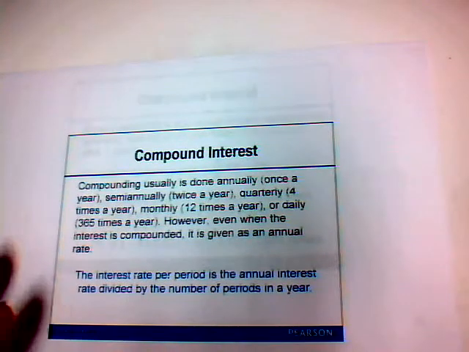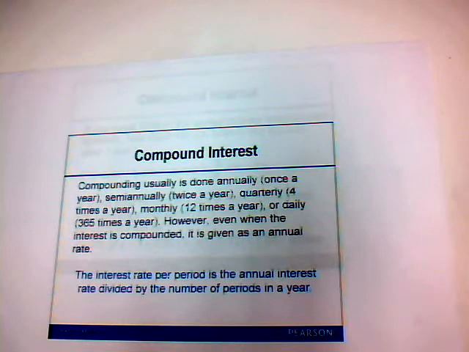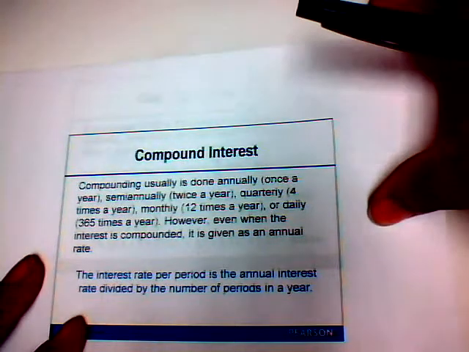Compounding is usually done once a year, semi-annually, or twice a year. And by the way, once a year will be annually, quarterly, or 4 times a year, monthly, 12 times a year, or daily, 365 days a year. However, even when the interest is compounded, it is given an annual rate. So in this case, the interest rate per period is the annual interest rate divided by the number of periods in a year.